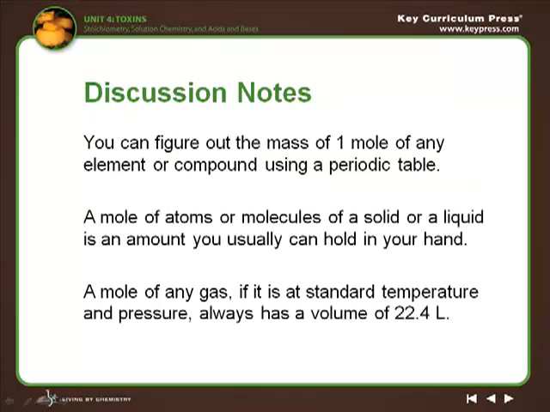So to do this, we are going to use the periodic table. A mole of atoms or molecules of a solid or a liquid is an amount you could usually hold in your hand. And for gases, under standard temperature and pressure, which we will focus on for this part of the course, it always has a volume of 22.4 liters in 1 mole.